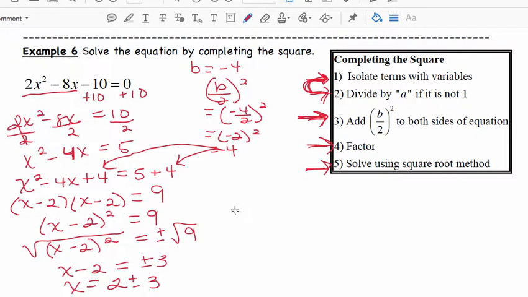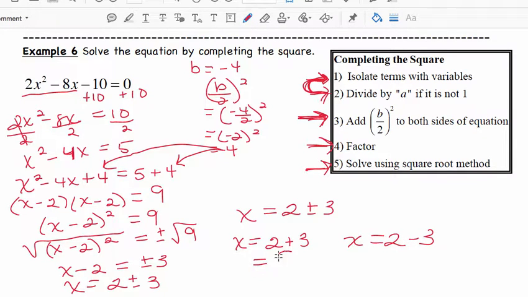Because you can take this a little bit further, and that 3 cleaned up to a nice whole number, then I'm going to go ahead and do that. x is equal to 2 plus 3, and then x is equal to 2 minus 3. And 2 plus 3 is 5, and 2 minus 3 is negative 1, and there are your answers.